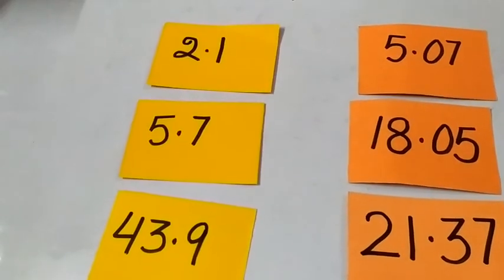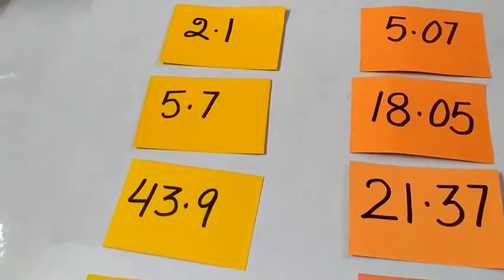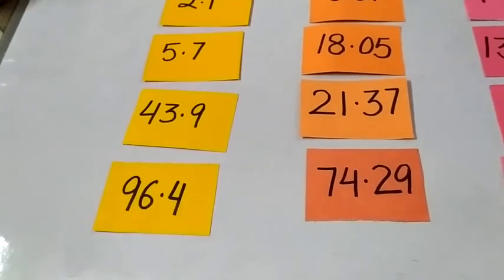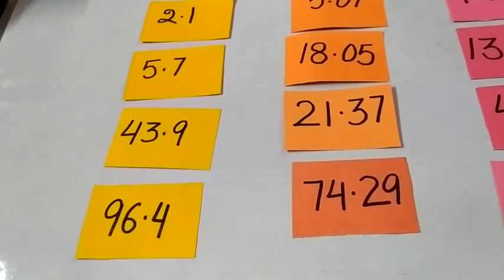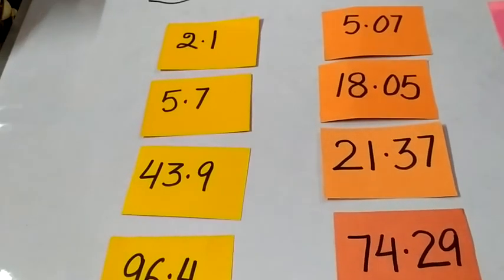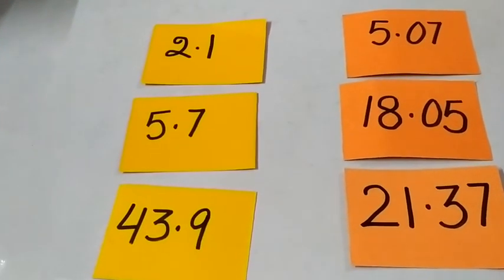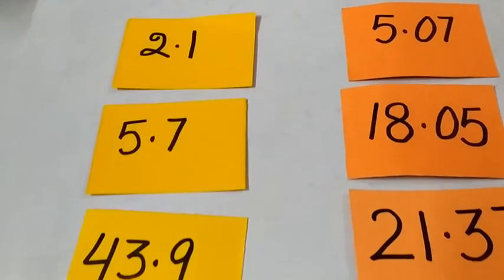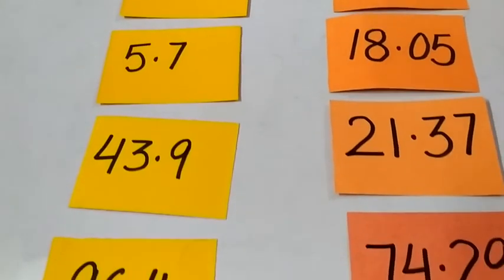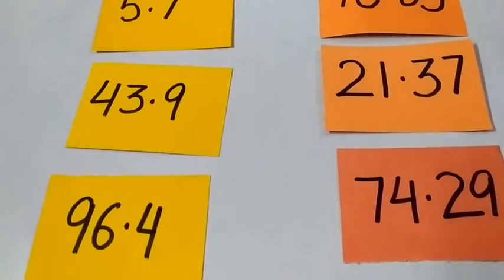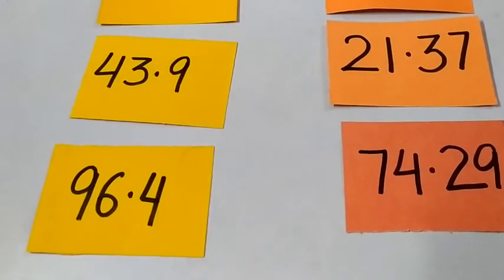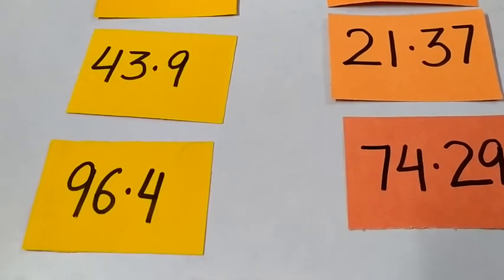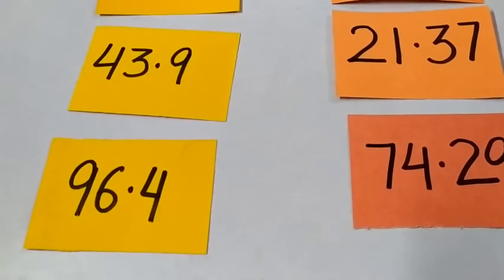Now if you look at the numbers written on these yellow cards, do you see any similarity? Yes, there is only one digit after the decimal. The first card is 0.1, then 0.7, then here it is 0.9, and in the last card there is again only one digit after the decimal, which is 0.4.